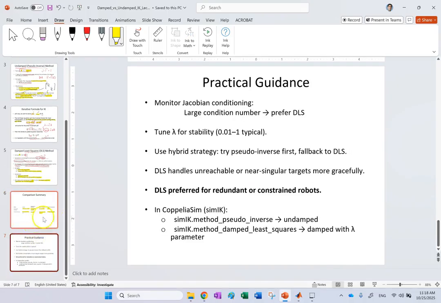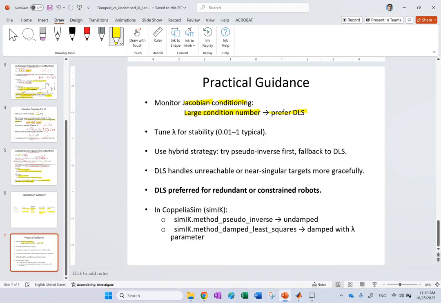MATLAB code here. So the important thing is this: which one of them do we pick? For that, you need to monitor your Jacobian or the Jacobian condition number, or if you want, you can measure that manipulability measure. And as soon as you see that the manipulability measure is indicating getting close to singularities, or the condition number is getting bigger, then you want to switch from the pseudo-inverse to the damped least squares method.